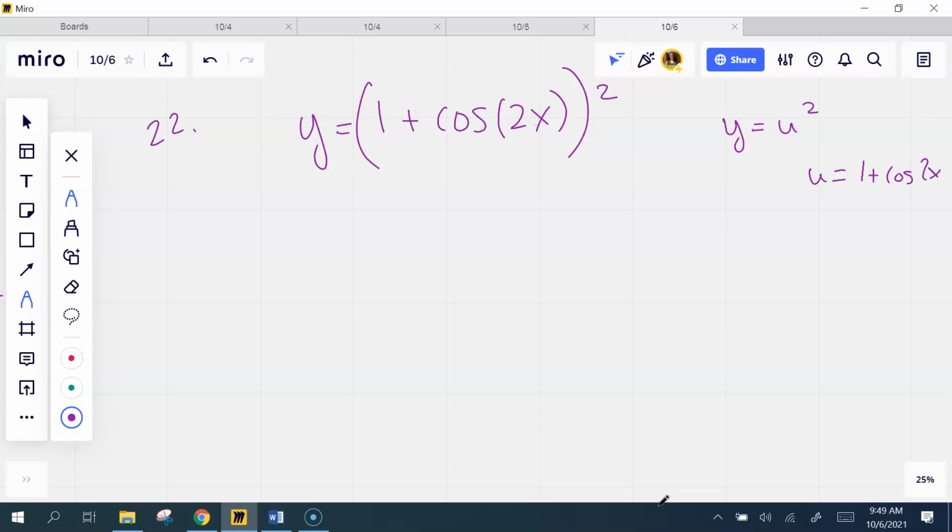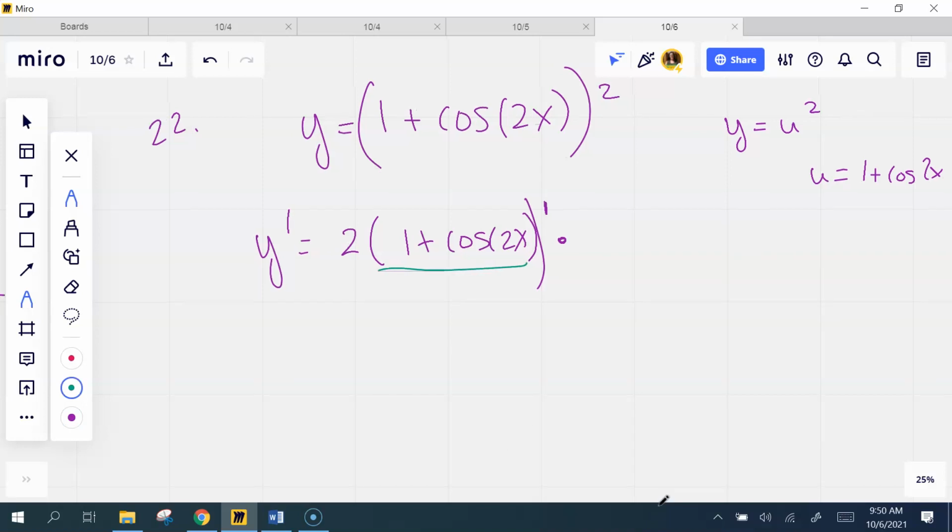Wait, when we bring that 2 down, do we just get rid of it? Right. The derivative here would be 2 times 1 plus cosine 2x, and the exponent is just one. This is actually a little bit harder. Times, what's the derivative? It's a double chain rule. You're exactly right. Take the derivative of the inside. So this is chain.